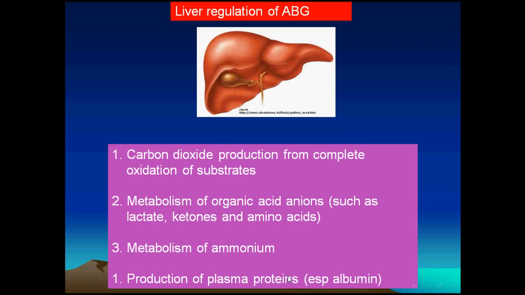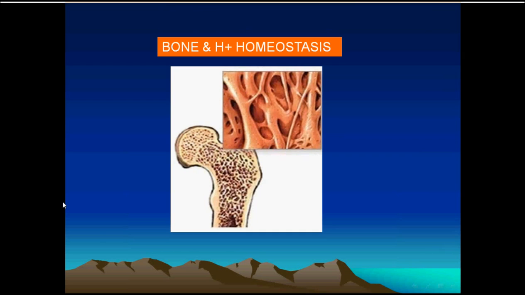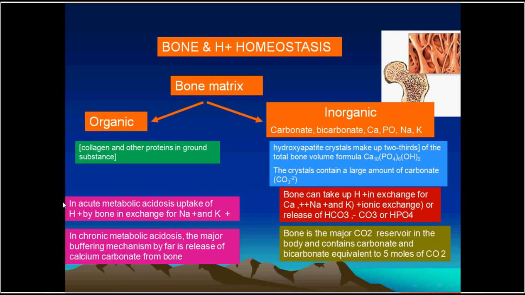Metabolism of ammonia and the production of plasma proteins is essential for the maintenance of the milieu of the blood. Bone is important for hydrogen homeostasis. Point number one, the organic matrix of the bone itself, in which the hydrogen ion goes in exchange with sodium or potassium, which goes out in case of acidosis, or in case of this acute state. In the chronic state, the hydrogen ion is buffered by the calcium carbonate.